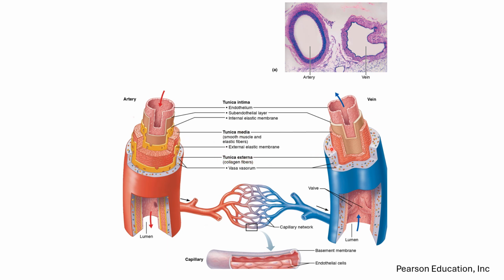So tunica externa is wider or bigger in the vein compared to the artery, and this contains vasa vasorum. What are vasa vasorum? Vasa vasorum are small vessels which give nutrition to the vessels. And then also notice over here, although we don't have a slide of a capillary, a capillary contains only a basement membrane and endothelial cell layer. So capillaries have very thin walls. Why? Because this is where the exchange is going to happen. So they only have a basement membrane and a layer of endothelial cells.